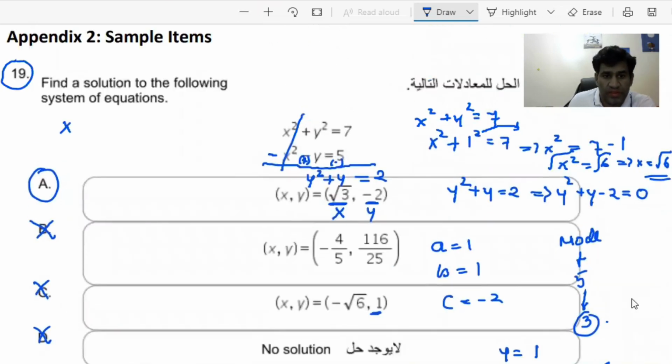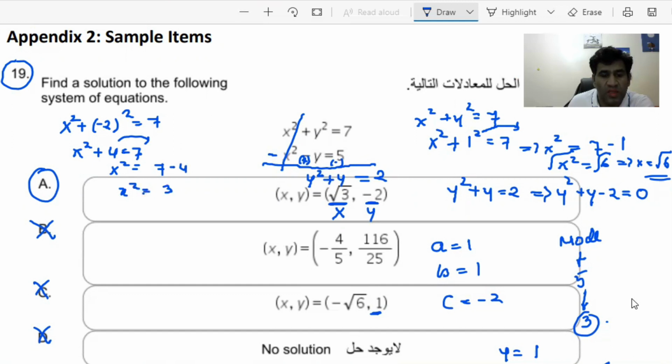So x square plus the y value, which we know is negative 2, negative 2 square equals 7. Negative 2 square is going to be a positive 4, equals 7. Again arranging the terms, x square can be written as 7 minus 4. So x square is equal to 3. I need the value of x, so put a square root on both sides. So x is equal to square root of 3. Yes, so x is available as square root of 3 and y as negative 2. That's why we say A is the right answer.